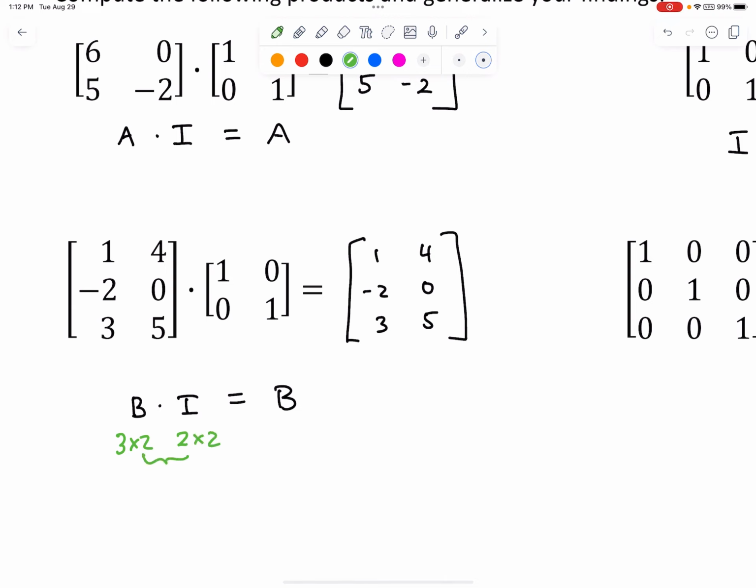I had to pick a 2 by 2 identity so that the interior numbers matched. And we wound up getting B again. We get that 3 by 2 matrix back.